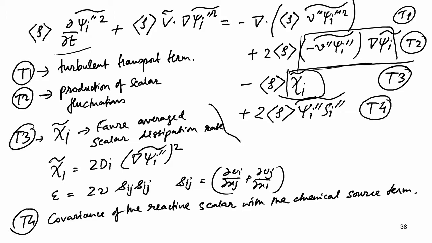Now we will see how this gradient transport assumption can be good for a non-reactive scalar, but it can be problematic for the reactive scalar. Before that, we need to introduce the corresponding integral time scale for the scalars, in terms of this scalar variance and this scalar dissipation rate, and that can be defined as this.